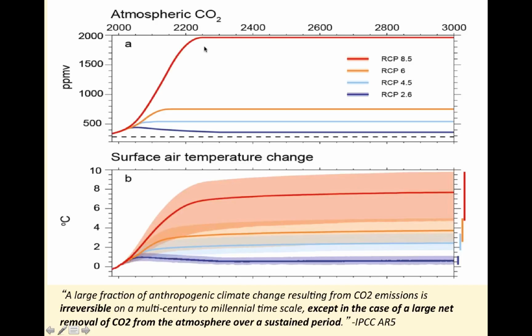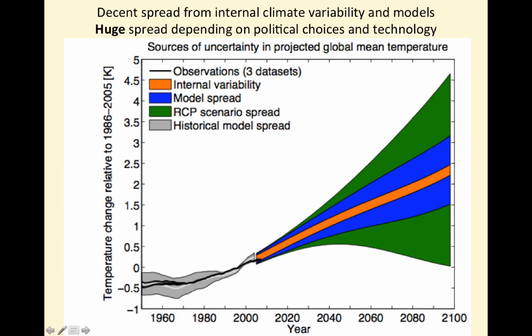It's hard to get sinks to take up that much CO2 on smaller timescales. Here's looking at the temperature change relative to the 1986-2005 average. We're going all the way to the year 2100 here, just looking at the spread, or the standard deviation, of the data here. Here's the orange, looking at internal variability. So this is natural variability in the system, how much it might change things in the future. Not a whole lot. Model spread is shown in blue.